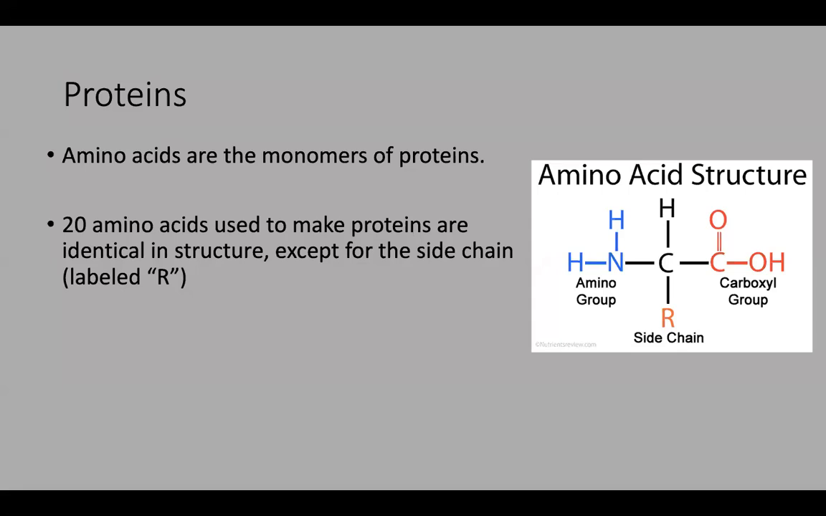There are 20 amino acids, and they make hundreds of proteins. So different combinations of these amino acids, depending on what sequence they're in within an amino acid chain, determines what protein it is. So there's only 20, but they can obviously be mixed up in a lot of different combinations.